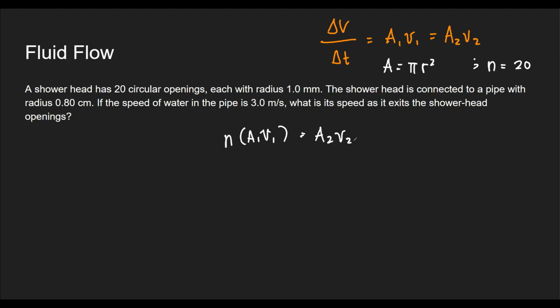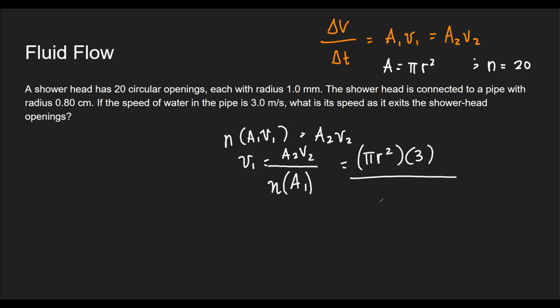So solving the equation, so I can get my V1, that will just be V1 is equal to my A2 V2 all over my A1, but in this case, we've got my n A1. My A2 is just pi r squared, as we just mentioned, times our velocity V2 here. So that is 3.0 m/s.